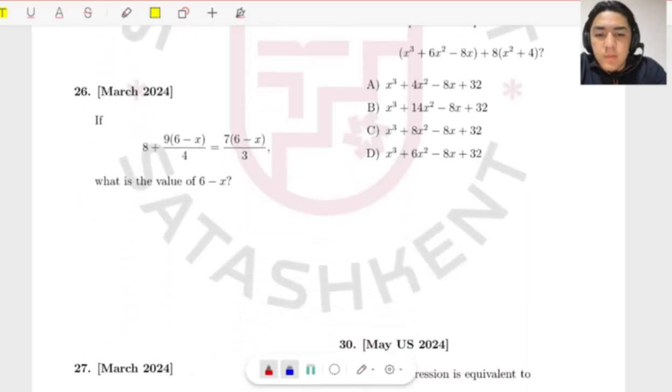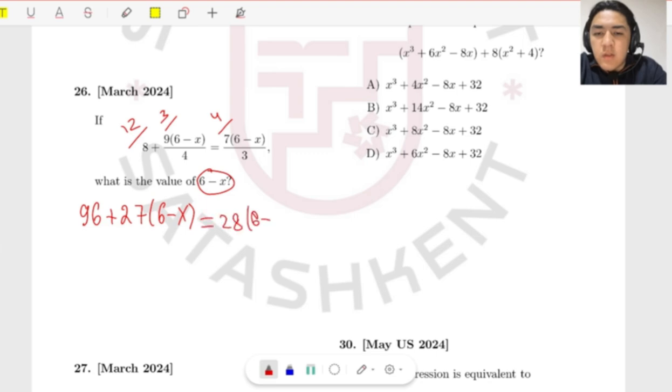Question number 26. I have to find 6 minus x here. Okay, let's simplify. I'll give a common denominator here, 12, here 3, and here 4. So 96 plus 27 equals 28. And I will move this to this part by subtracting, and I will be left with only 1 equal to 96. Yeah, the answer is 96 because we just have to find this.